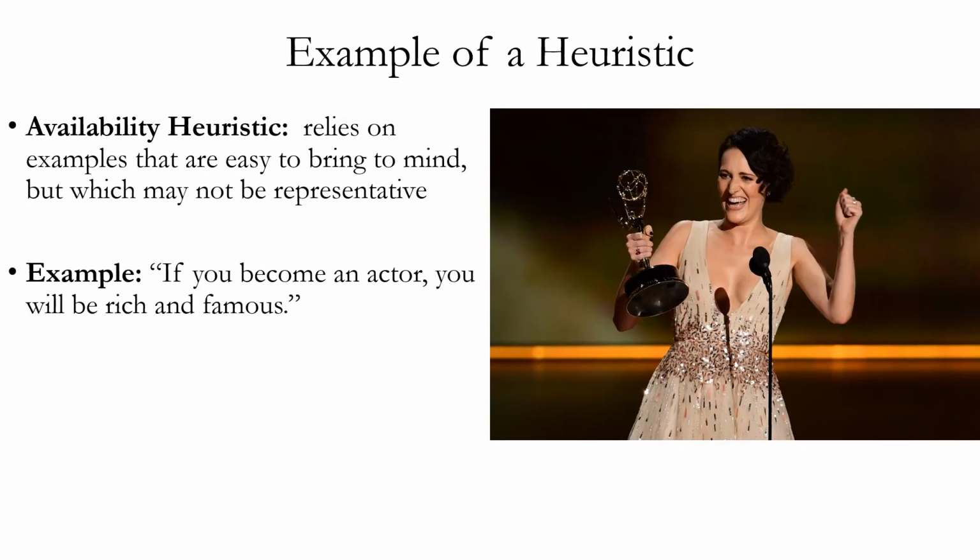An example of a heuristic is the availability heuristic. This is when the mind relies on examples that are easy to recall, remember, or are salient or noticeable, but which may not be representative of the group of things that we're generalizing about. So a particular example of this is the idea that if you become an actor, you'll be rich and famous. A lot of people seem to believe that, but this is a clear example of availability heuristic.